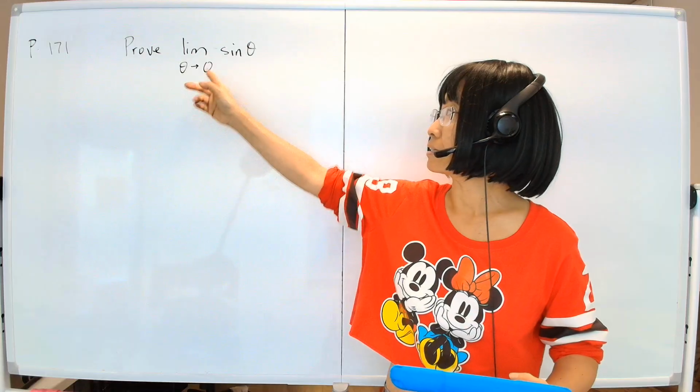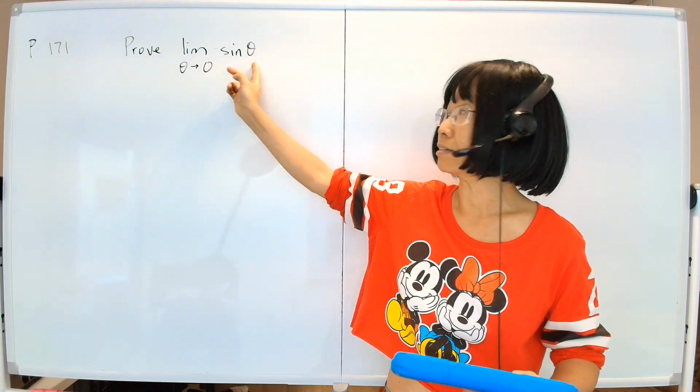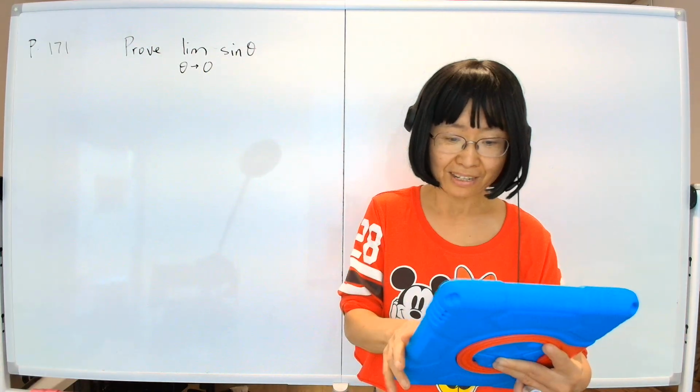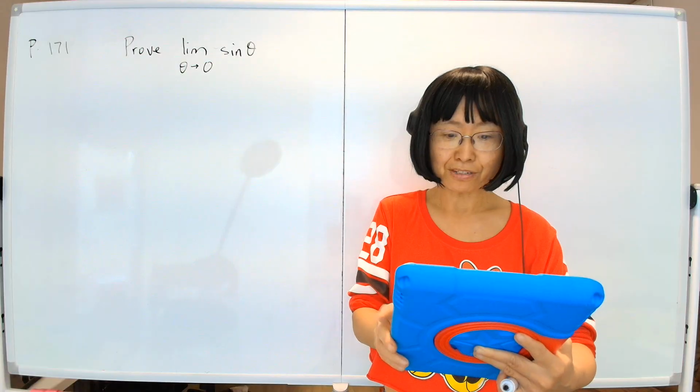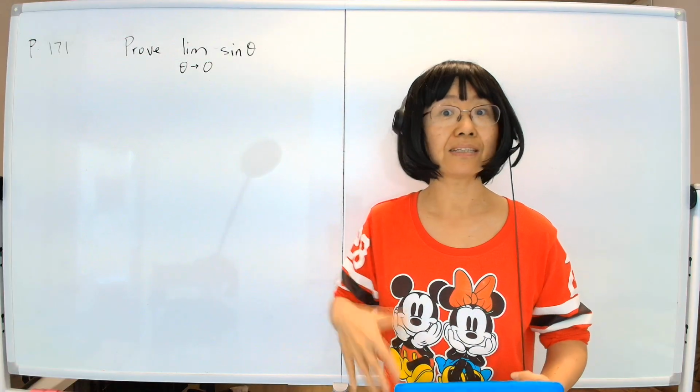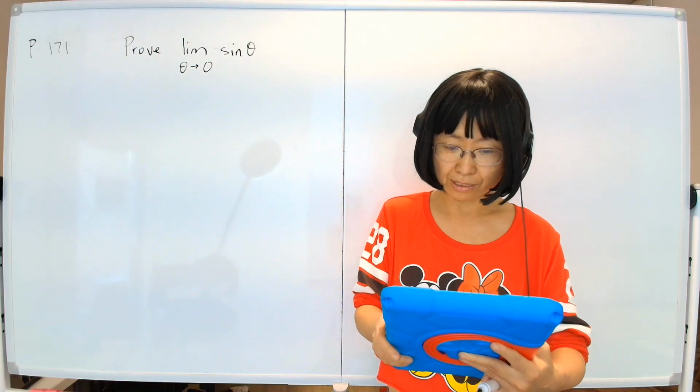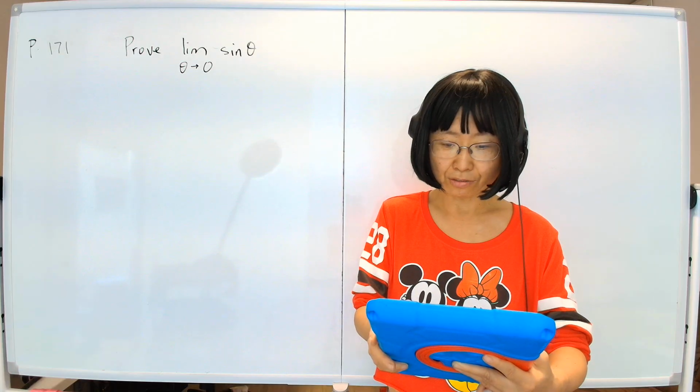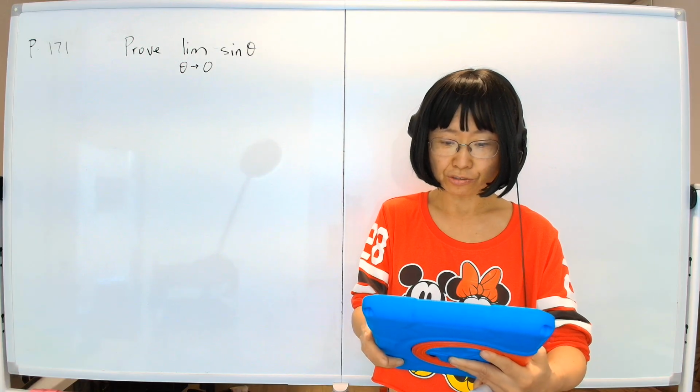Well, when you look at this, what is the limit as theta goes to 0 of sine theta? You know what that is, and that is just 0. However, your book at this point didn't know that yet, or at least didn't think it did. So how are we going to prove that?